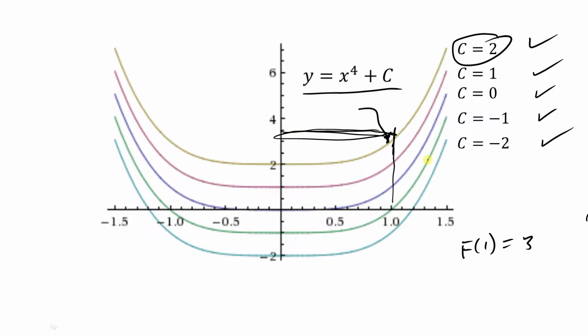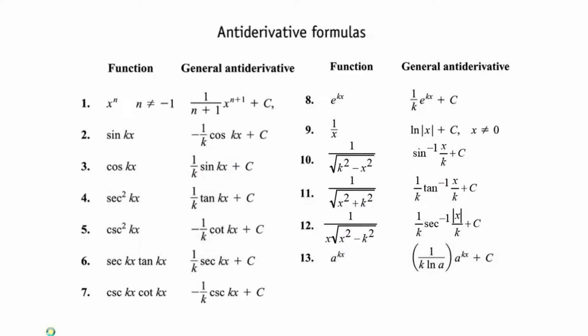Notice that all of these functions at a given point have the same slope for the tangent line. In fact, all of these functions differ by just a constant. Now, let's look at a lot of other antiderivative formulas.